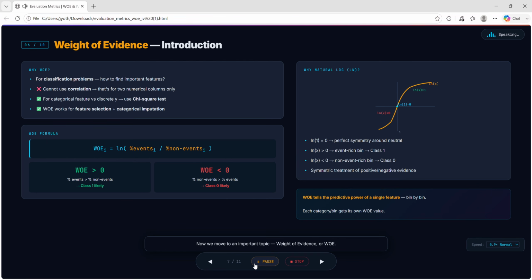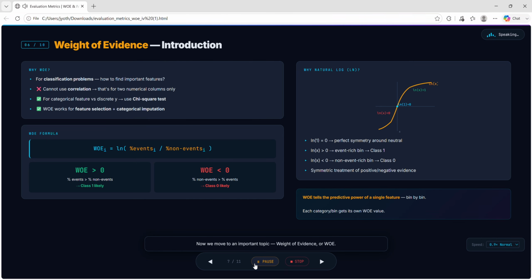WOE has two main uses, feature selection and categorical imputation. The formula is WOE equals the natural log of percent events divided by percent non-events. If WOE is greater than 0, the proportion of events is higher than non-events in that bin. The model will predict class 1 for this category. If WOE is less than 0, non-events dominate, and class 0 is more likely.